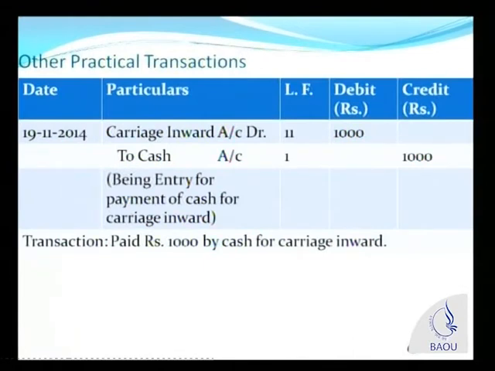Why? Because when we pay freight charges or carriage inward charges, we pay cash. When we pay cash, cash goes out of the business, or cash is reduced. Asset is decreased. When an asset decreases, we credit that asset account, namely cash account, which we have credited. So this is a cash transaction. This is a transaction relating to revenue expense. We have seen how it is being recorded.